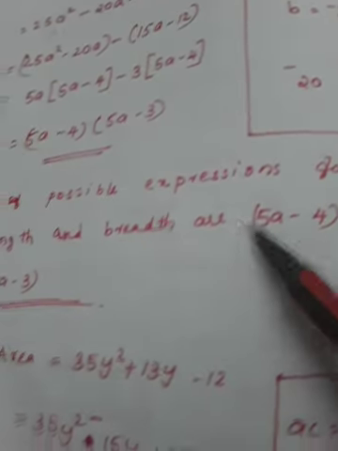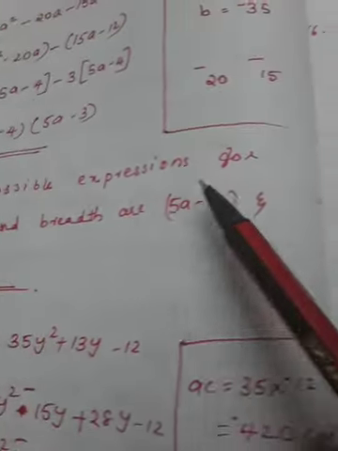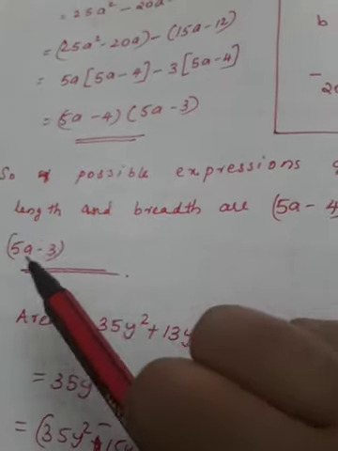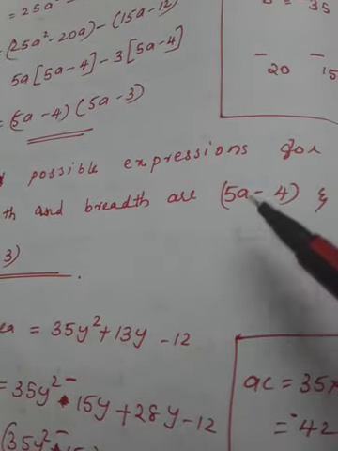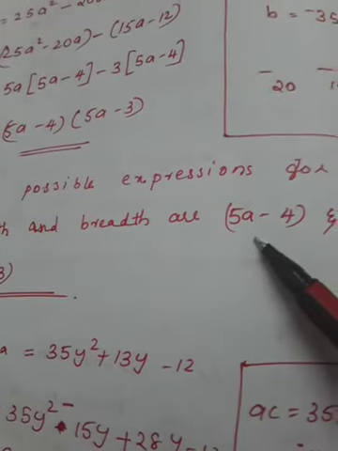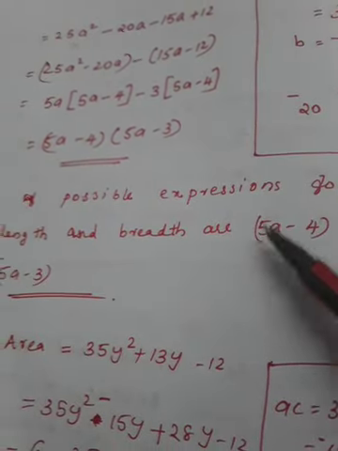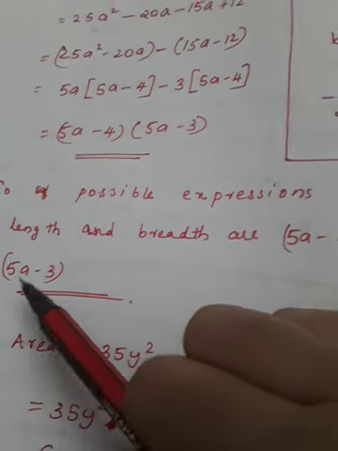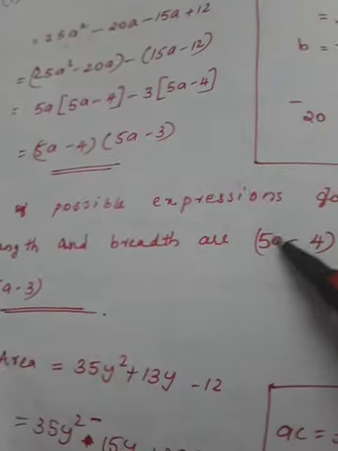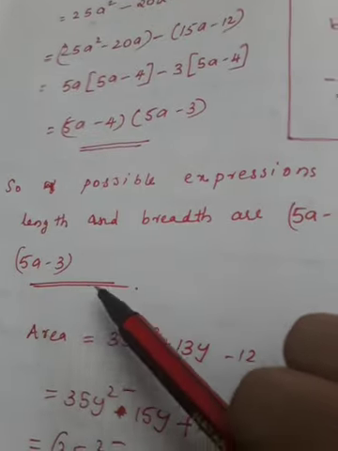So here the possible expressions for length and breadth are 5a minus 4 and 5a minus 3. In any order we can take them. If length is 5a minus 4, breadth will be 5a minus 3. If breadth is 5a minus 4, then length will be 5a minus 3. Anyway, length and breadth are 5a minus 4 and 5a minus 3.